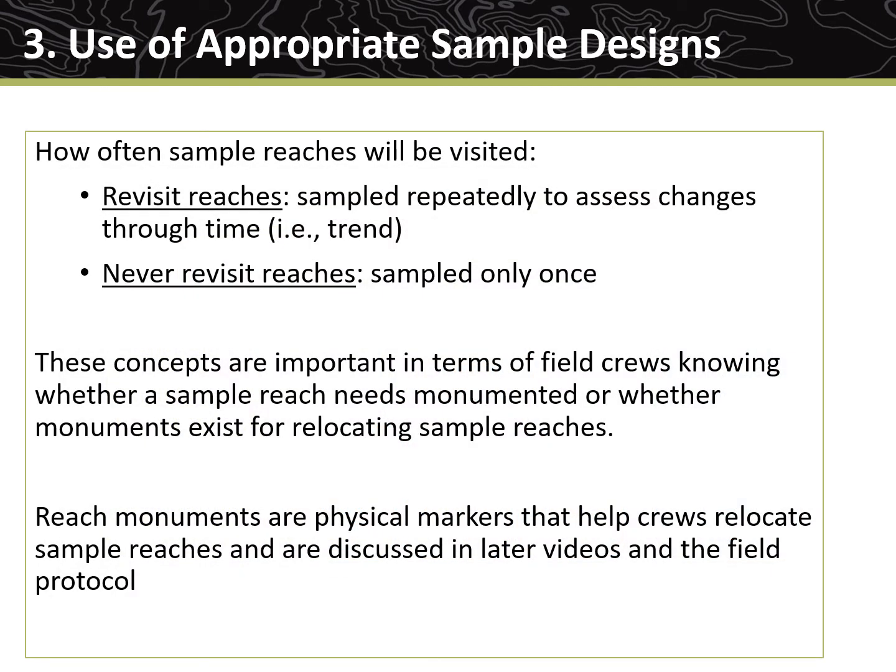The sample design also determines if and how often sample reaches will be resampled. Crews will visit both revisit reaches and never revisit reaches. Revisit reaches are sampled repeatedly to assess change through time, i.e. trend, and never revisit reaches are sampled only once. These concepts are important in terms of field crews knowing whether a sample reach needs to be monumented or whether monuments exist for relocating sample reaches. Reach monuments are physical markers that help crews relocate sample reaches and are discussed in later videos and the field protocol.